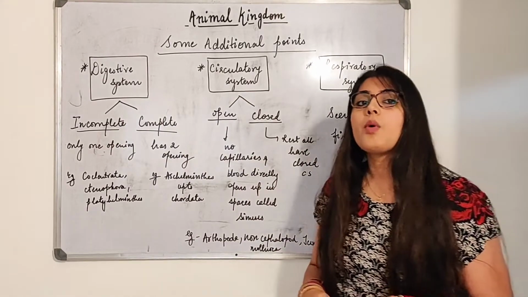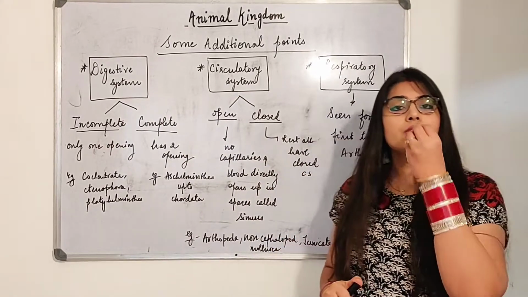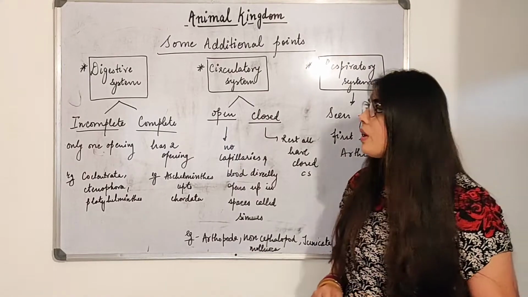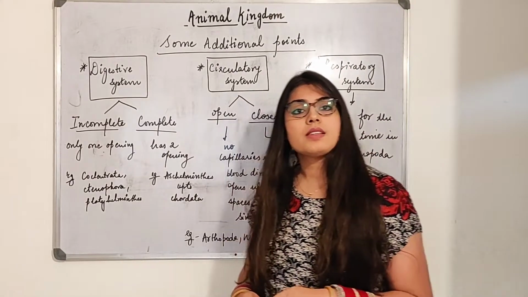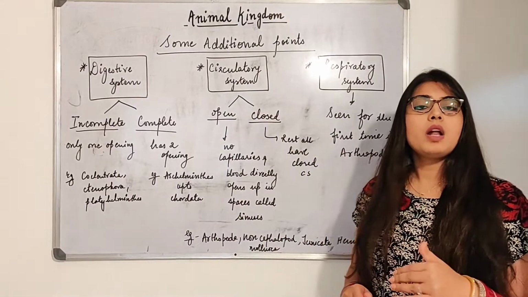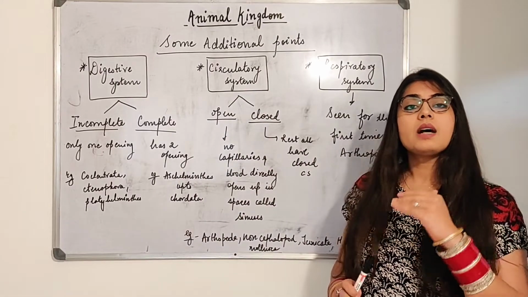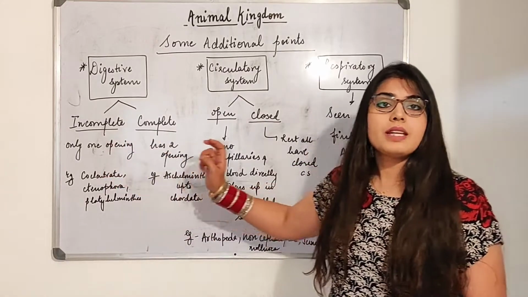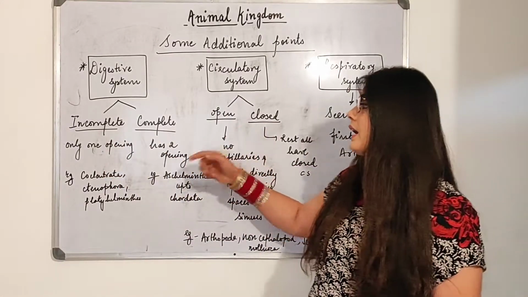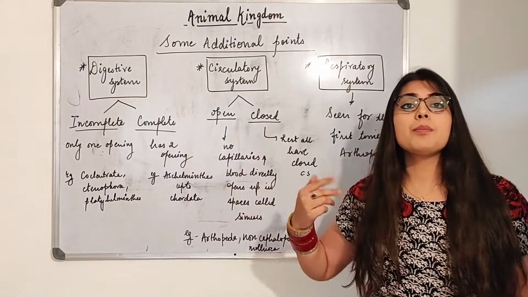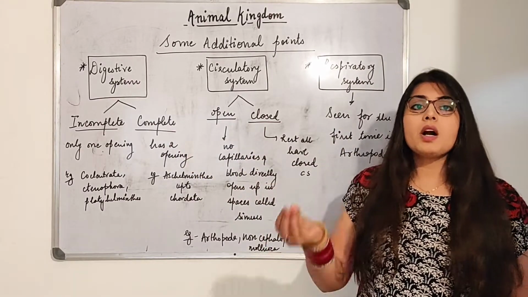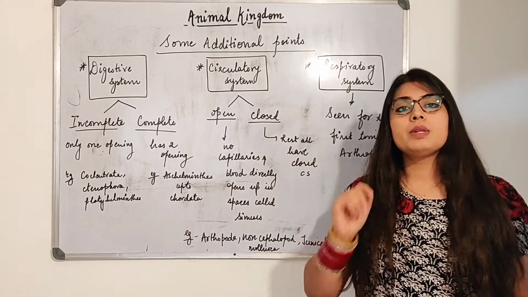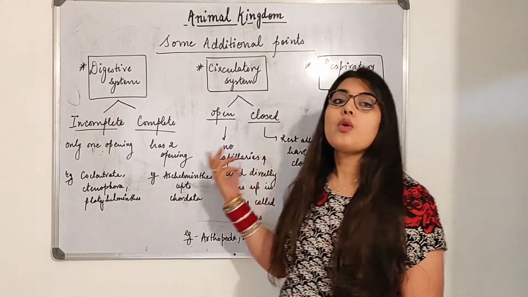So in our body, beta, what happens? We eat through our mouth, the food goes inside our body, it digests in the stomach, and then the small intestine, large intestine, and it comes out through the anus. So there are two openings in our body. That is why our digestive system is a complete digestive system, because it is coming in from one pore and going out from another pore, or you can say another opening.